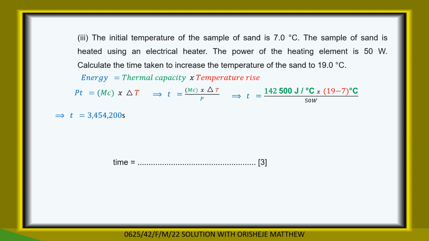3,450,200 seconds. So you can convert that time to minutes, divided by 60. That will give me 57,570 minutes. Convert it to hours. How long will it take? So you divide that again by 60. That will give me 959.5 hours.